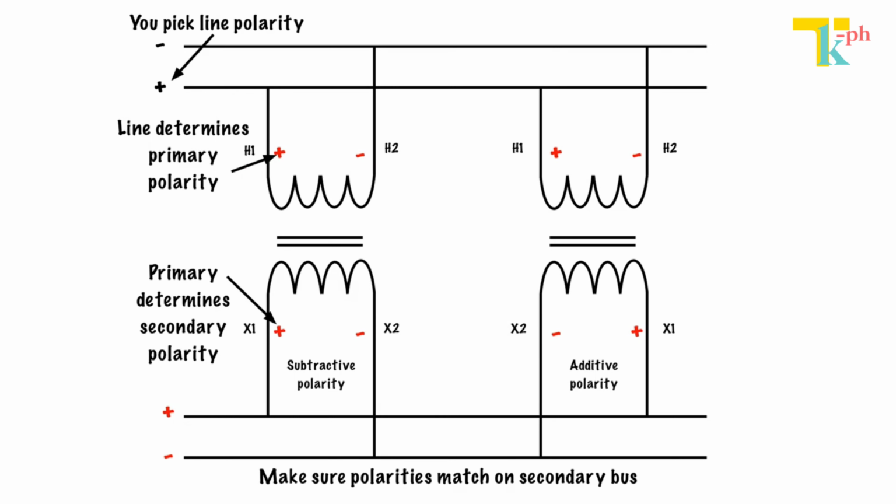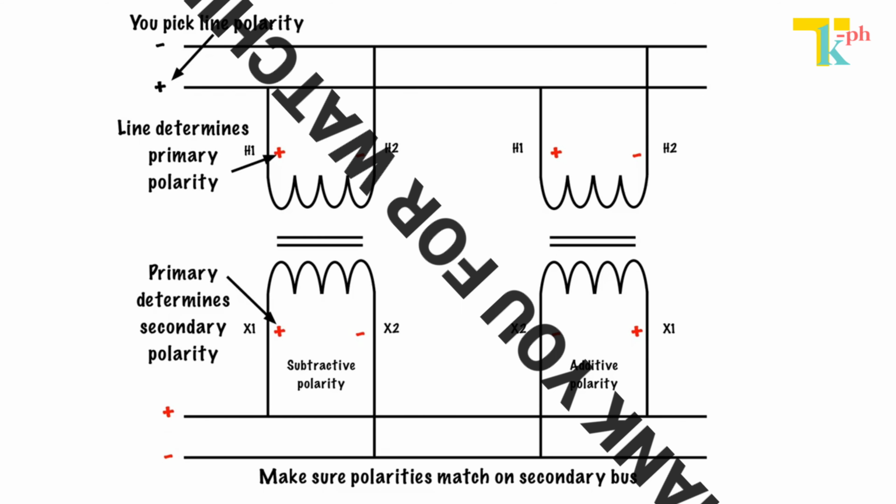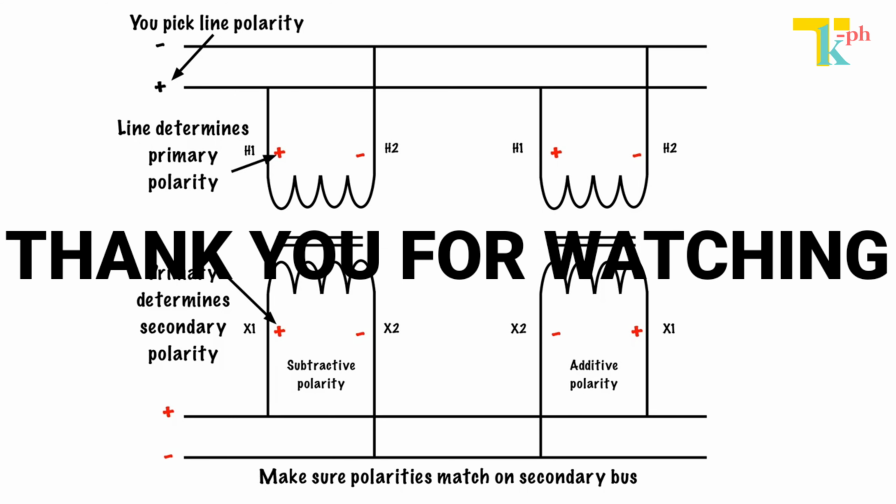It doesn't matter if these windings are all swapped out, as long as by the time you get down here, you've got a positive line, which all the terminals that are positive are connected to, and a negative line, which all the negative terminals are connected to. You are good to go.